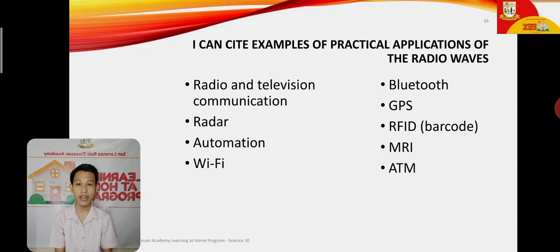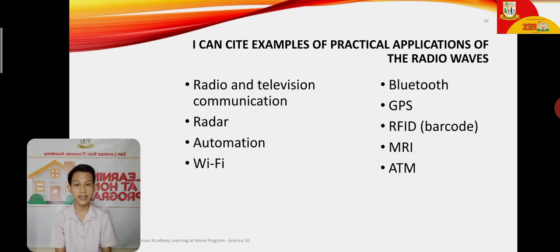MRI or Medical Resonance Imaging, yung mga basic na ginagawa sa mga medical applications para makita yung different parts of the body. And ATM or Automated Teller Machine, okay, para makakuha ng pera. Okay, so lahat yan ay gumagamit ng radio waves. Okay? So mostly, yung mga nakikita nating o mga ginagamit nating text sa bahay ay kontrolado ng radio waves.